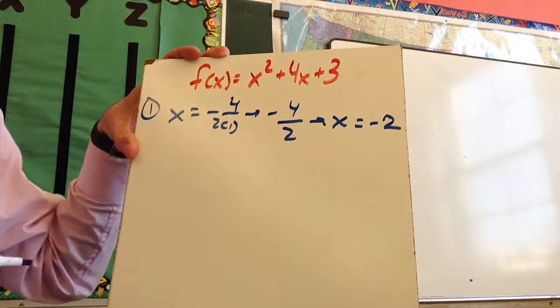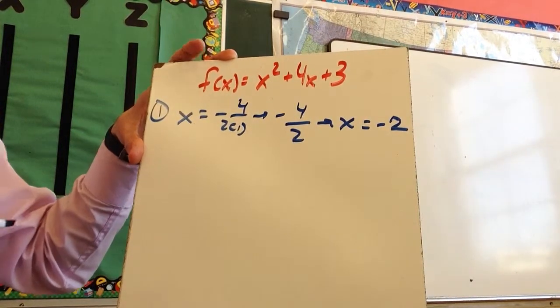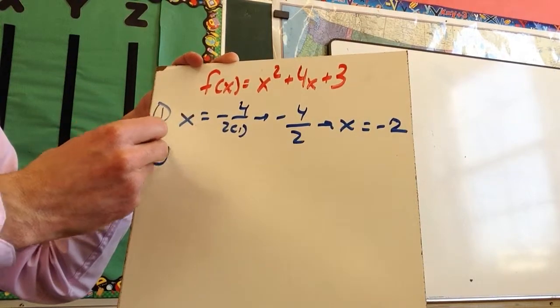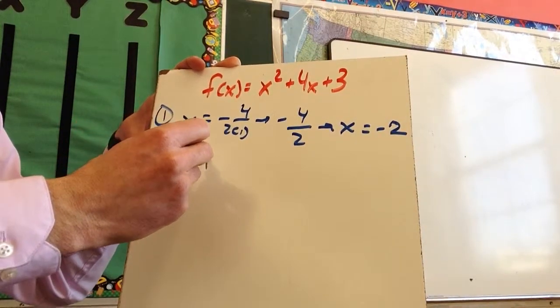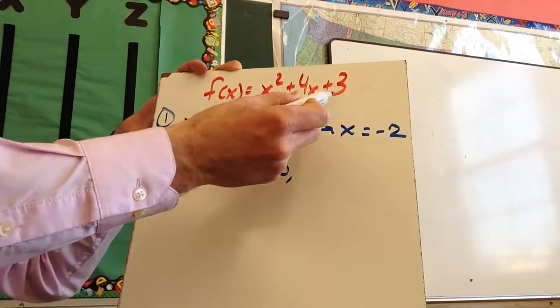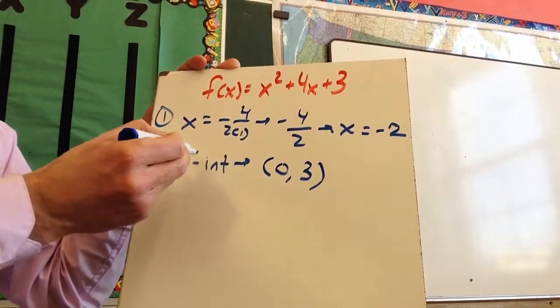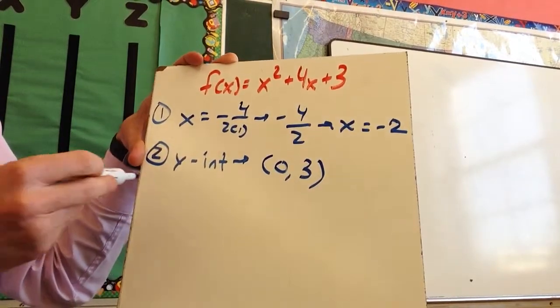Now, a lot of books will tell you to find the vertex next. I usually end up finding the y-intercept because the y-intercept really takes no math skills other than identifying what c is. And so I like to get that one out of the way so I don't accidentally make a mistake and let something kind of sneak in there.